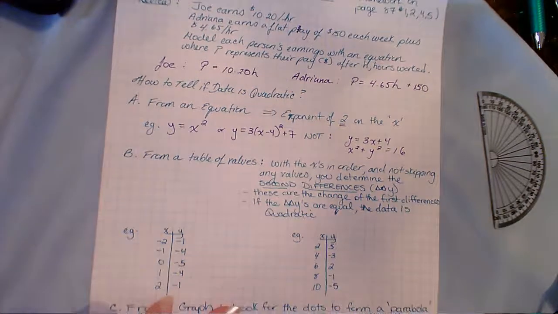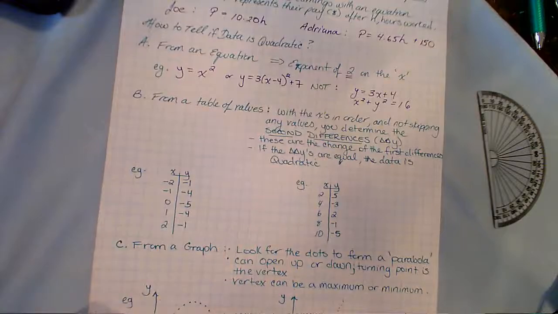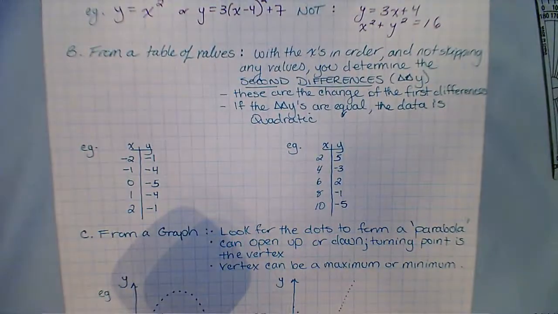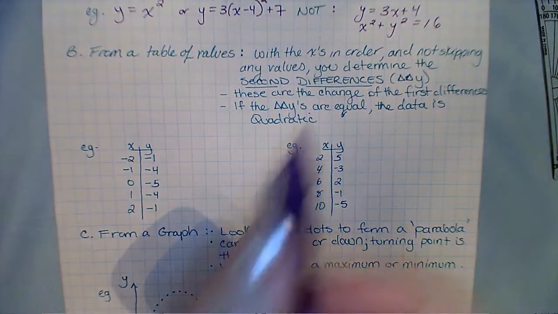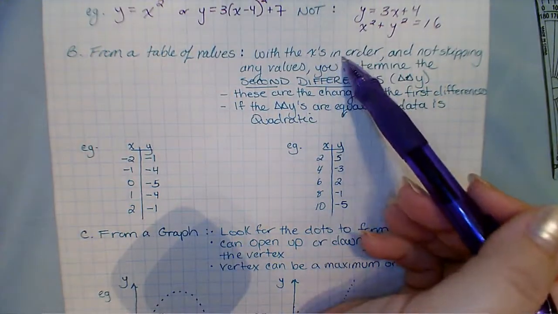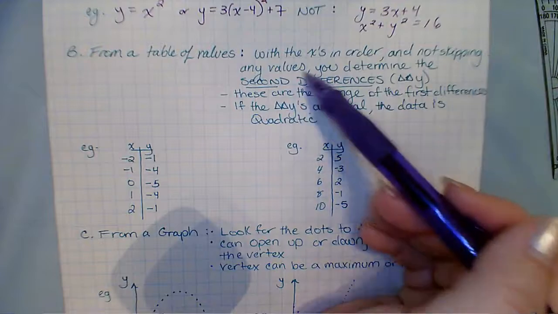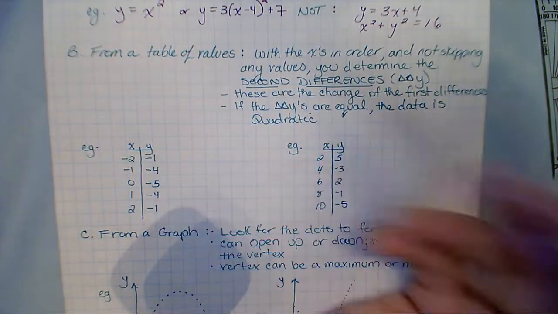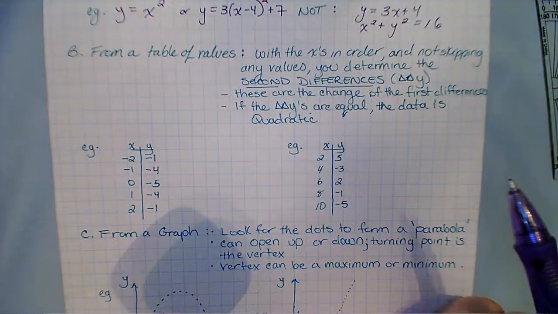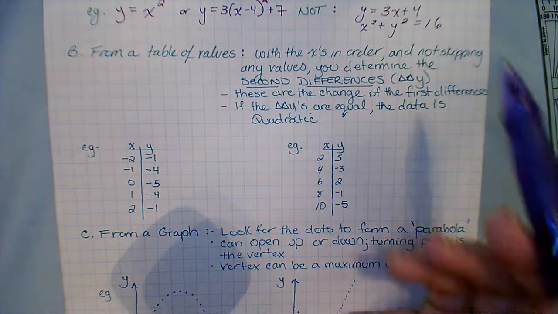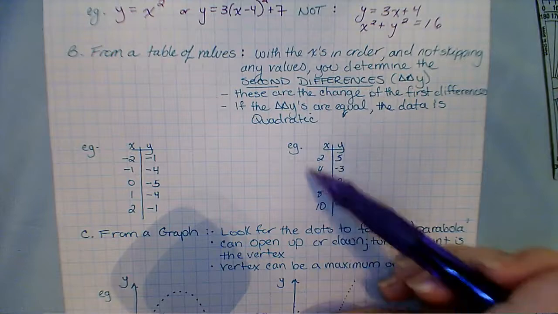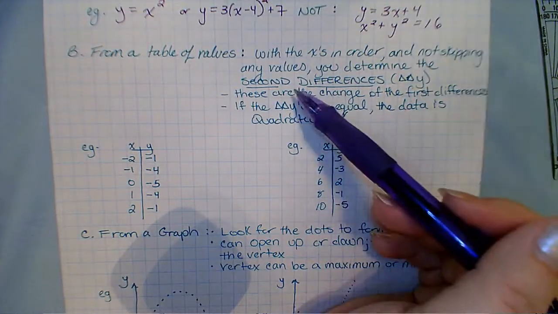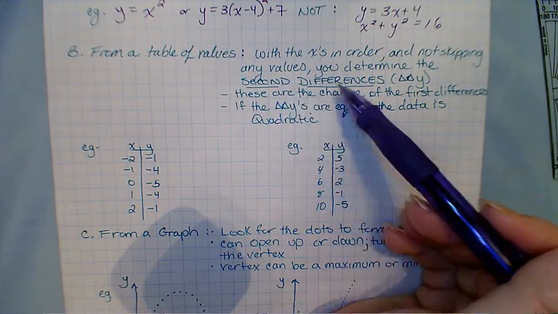Now also, we can be given a table of values. So again, if you'd like to copy these tables down, go right ahead. If you have a table of values, you have to again make sure that your x's are in order and you're not skipping any numbers. If it wasn't going up consistently by the same amount, the table would not be useful. You would not be able to determine anything from it. And if they do go up by the same amount, so you see here 2, 4, 6, 8, 10, that's good. What we calculate are what are called the second differences.